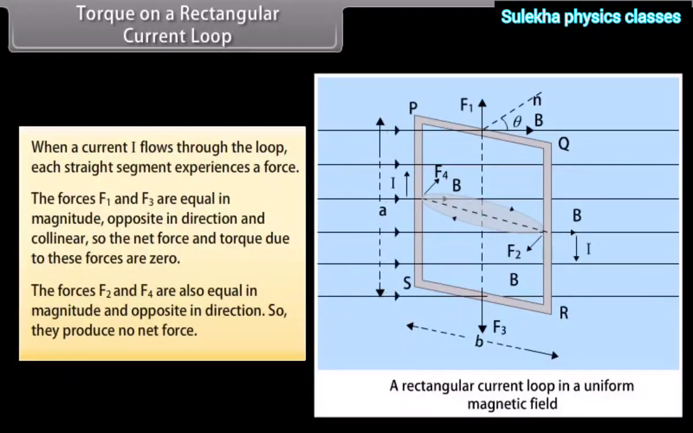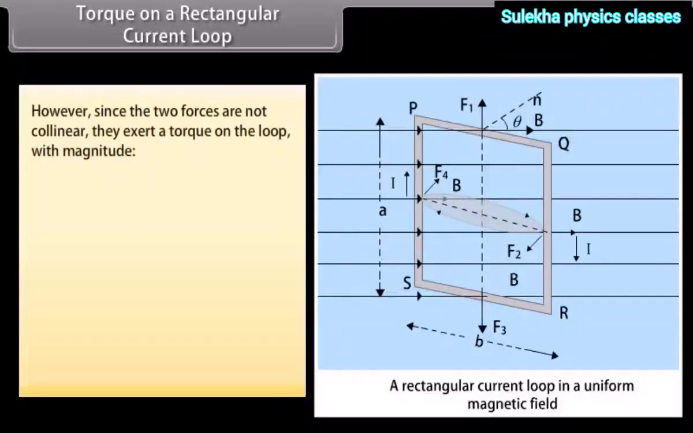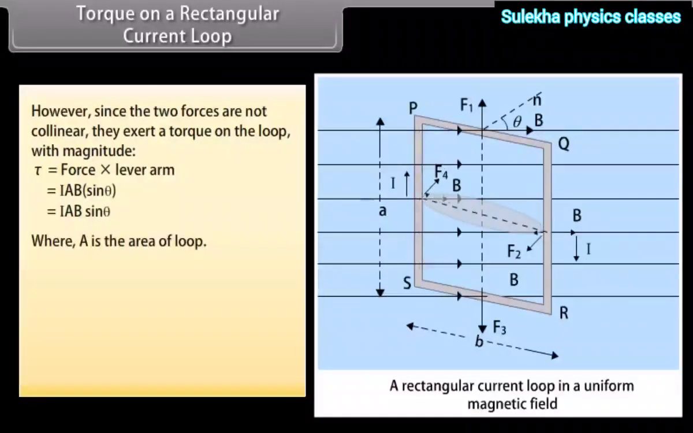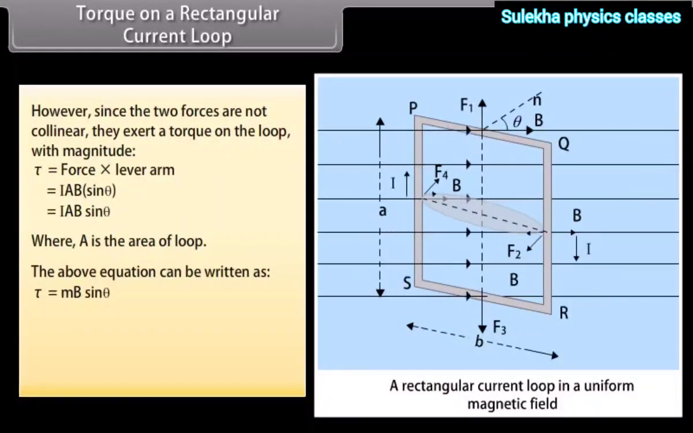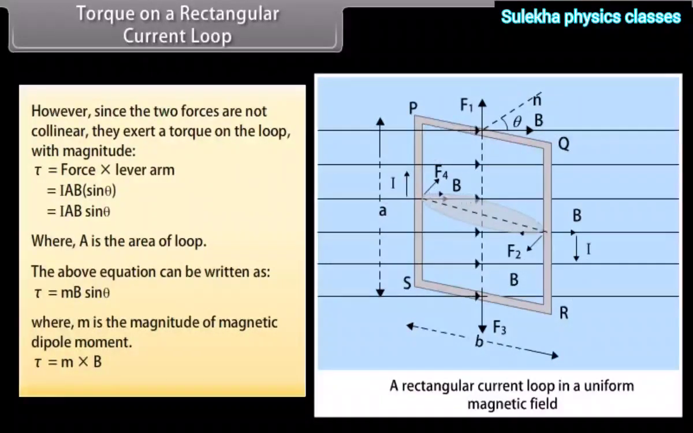The forces F2 and F4 are also equal in magnitude and opposite in direction, so they produce no net force. However, since the two forces are not collinear, they exert a torque on the loop, with magnitude equal to the product of force and lever arm, which is equal to IAB sine theta, where A is the area of the loop. The above equation can be written as tau is equal to MB sine theta, where M is the magnitude of magnetic dipole moment. Tau is equal to the cross product of M and B.